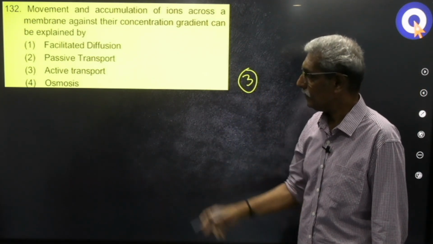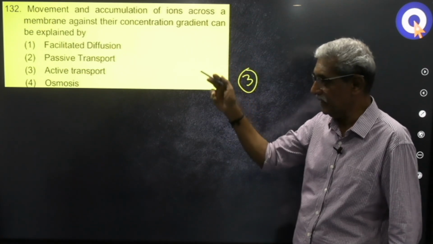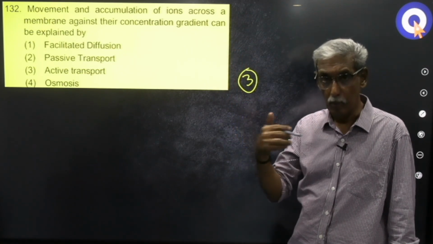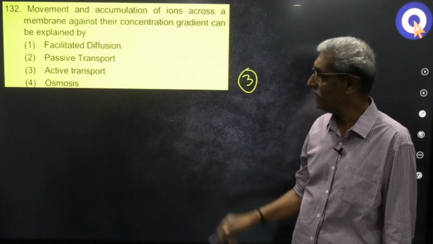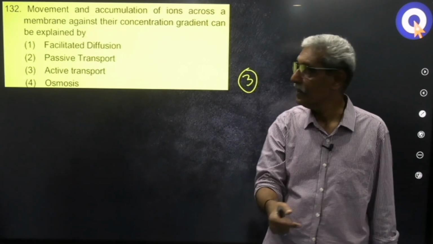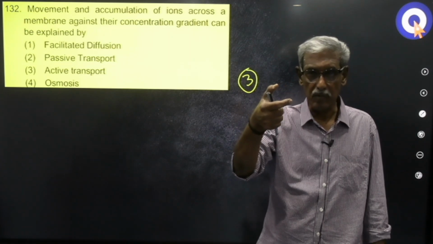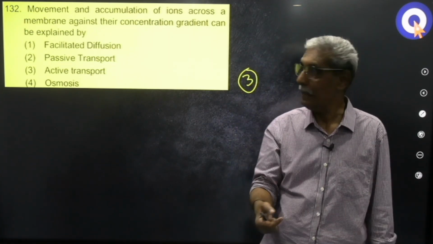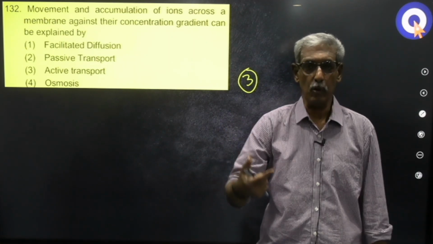Movement of accumulation of ions across the membrane against the concentration gradient. So when ions primarily move against the concentration gradient, this is called active transport. Remember that passive transport is you drop an ion, it has got a free fall. Facilitated diffusion, an ion is picked up by a small boat and it moves through the plasma membrane, that is facilitated. Active transport is you're moving against the concentration gradient.